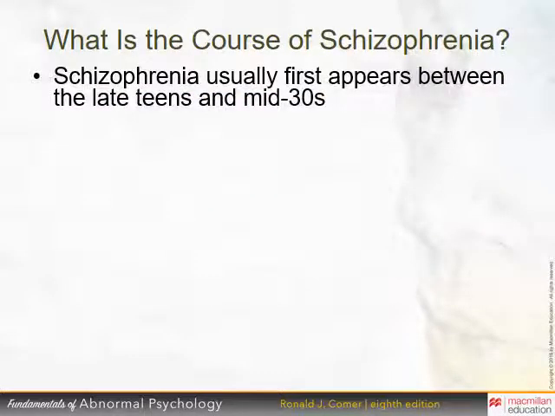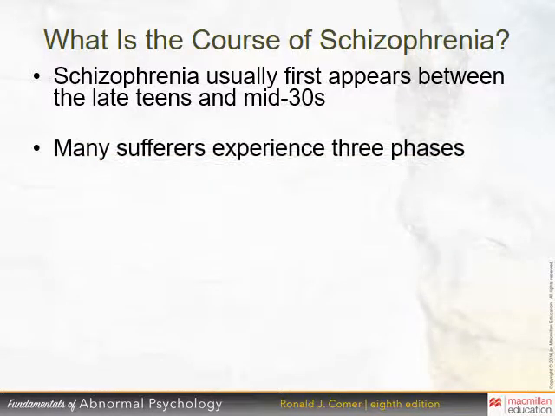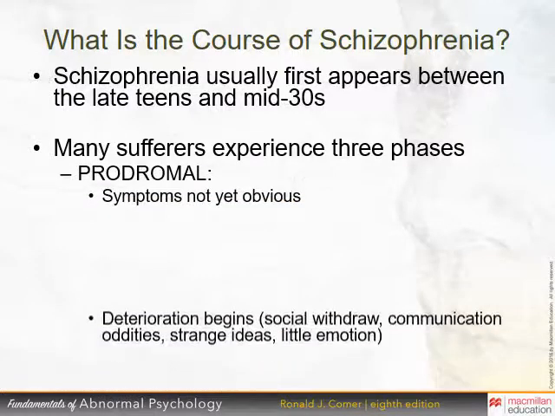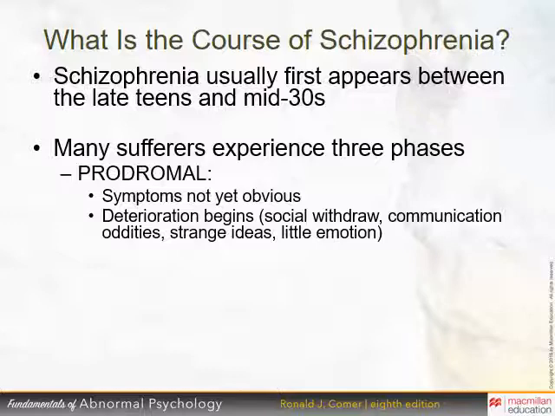So we'll look now at the course of schizophrenia. Schizophrenia usually first appears between the late teens and mid-30s. Many sufferers experience three distinct phases. So the prodromal phase: symptoms are not yet obvious, but there is a deterioration that has begun. Social withdrawal, for example, communication oddities, strange ideas, and having little or less emotion.